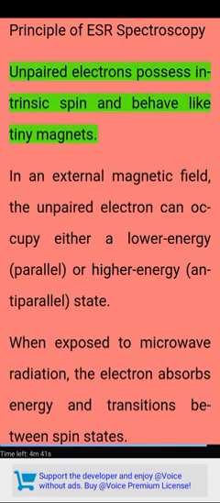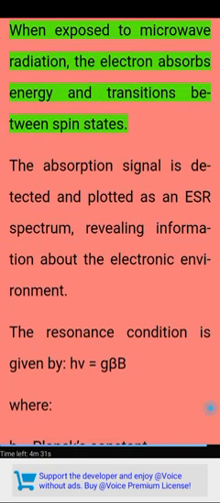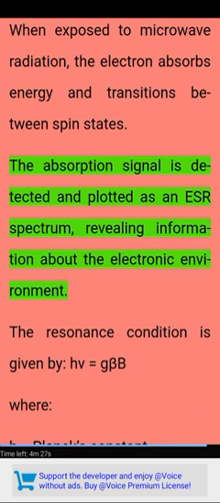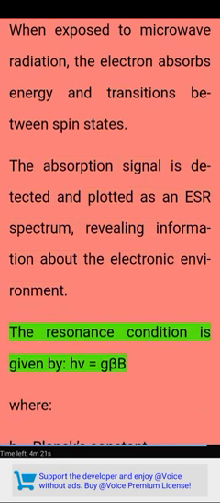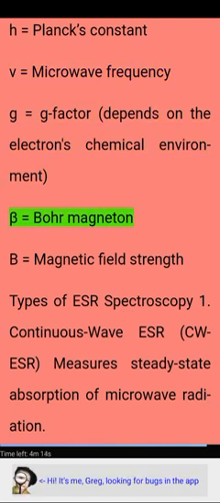Unpaired electrons possess intrinsic spin and behave like tiny magnets. In an external magnetic field, the unpaired electron can occupy either a lower energy parallel or higher energy antiparallel state. When exposed to microwave radiation, the electron absorbs energy and transitions between spin states. The absorption signal is detected and plotted as an ESR spectrum, revealing information about the electronic environment. The resonance condition is given by h nu equals g beta B, where h equals Planck's constant, nu equals microwave frequency, g equals g factor, which depends on the electron's chemical environment, beta equals Bohr magneton, B equals magnetic field strength.